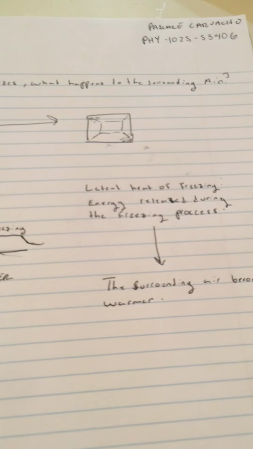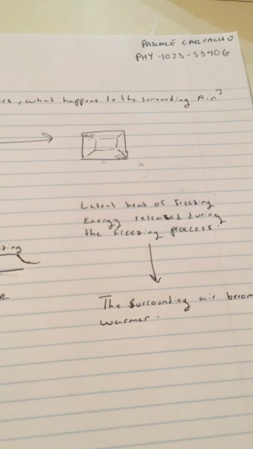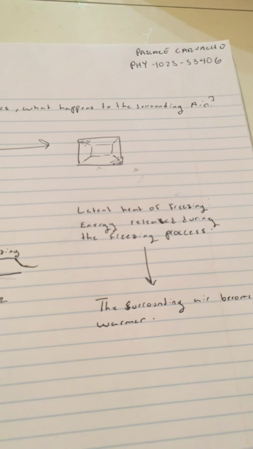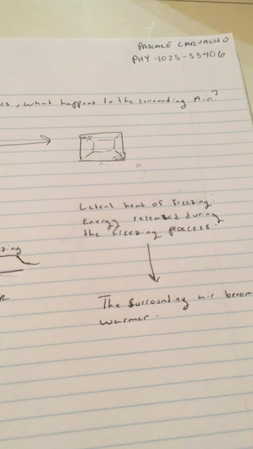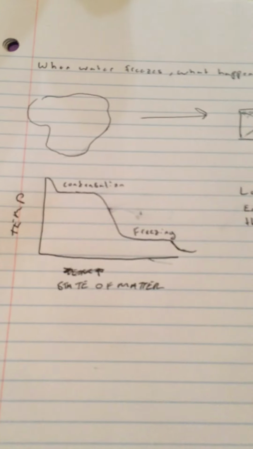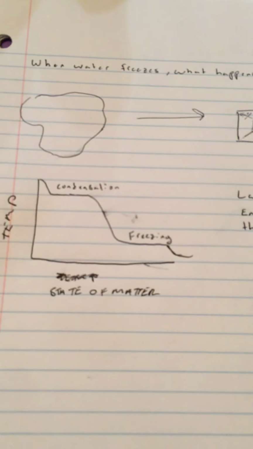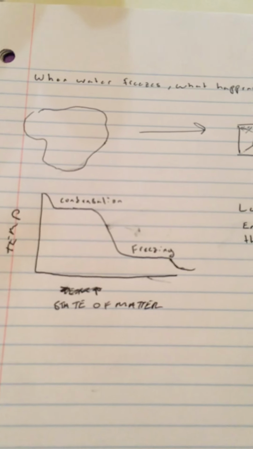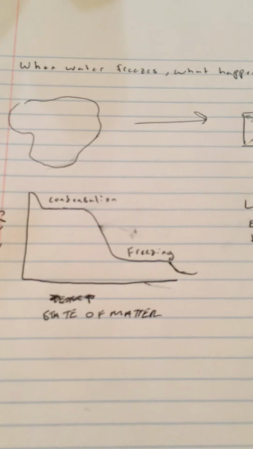And this is due to latent heat, which is the heat of freezing energy. It's the energy related to the freezing process, basically, or the condensation process. So it's the heat that's released in the process of condensating or freezing in order for the water to actually change the form of matter.